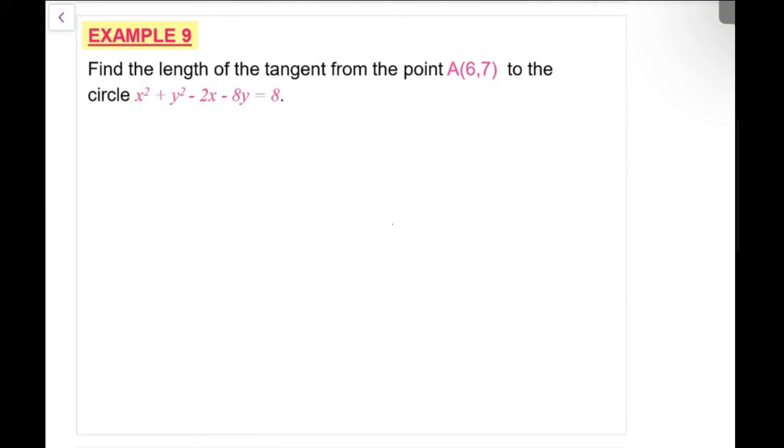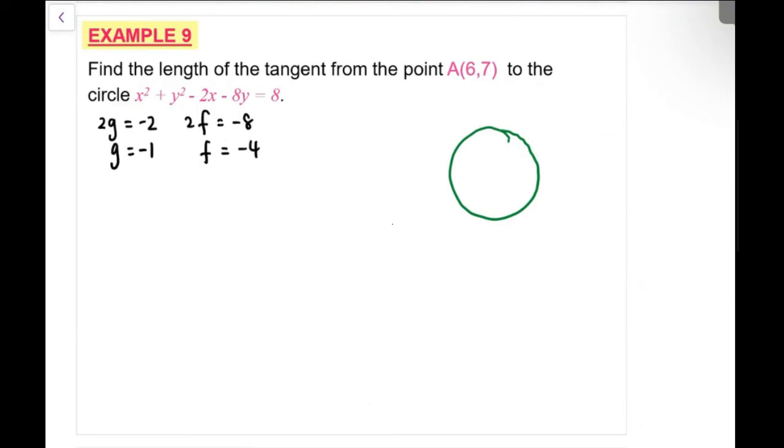Okay, so I try to illustrate this situation first. So in this case, we have a circle with the equation. Okay, so from the general equation of a circle, we can find the center. So if we compare here, 2g is negative 2, means g will be negative 1. 2f is negative 8, so f in this case would be negative 4. Means our center here would be (1, 4). Careful, it's negative g, negative f. So we have a center at (1, 4).